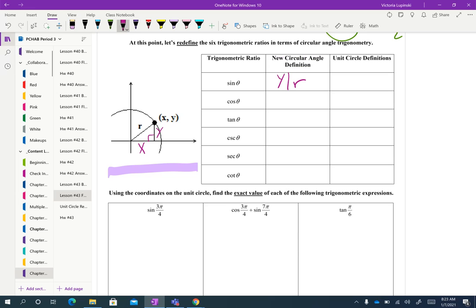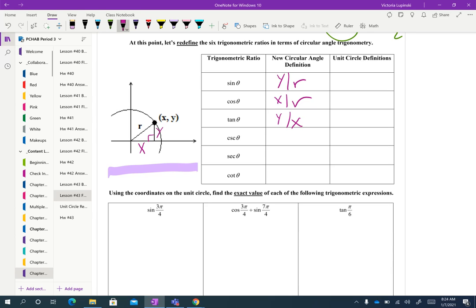So when I ask you to define the trig functions in terms of a circular angle definition, you are from this point forward going to think of a sine as y over r. A cosine is going to be an x over r. And a tangent is going to be a y over x.